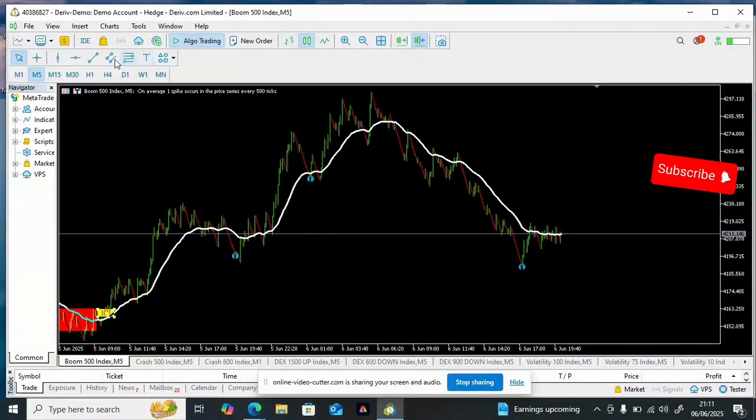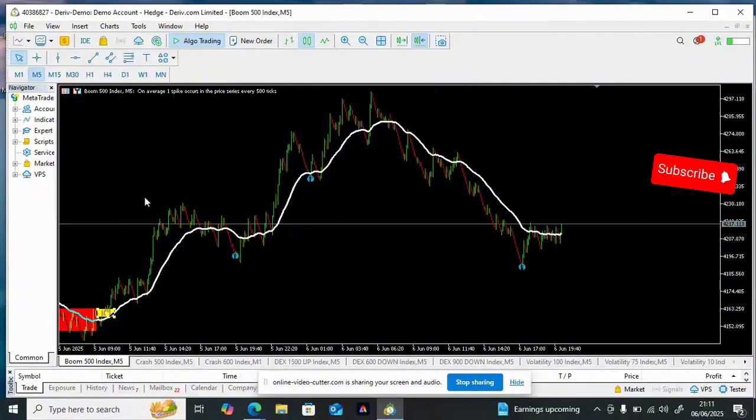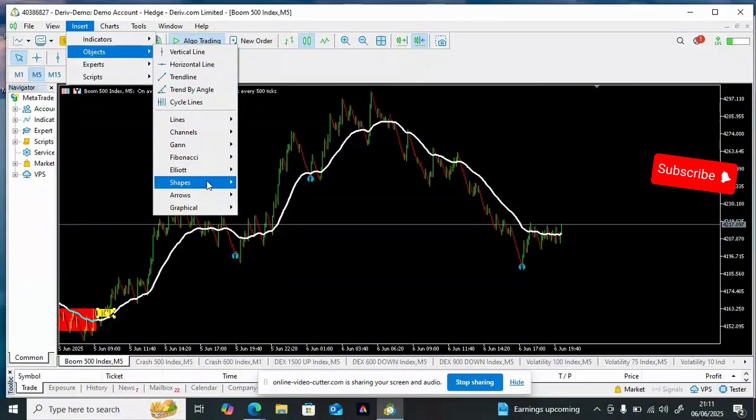Let's mark when the market crosses below. All right, when it crosses below, let's find something to put. Because we need to be together in this one.